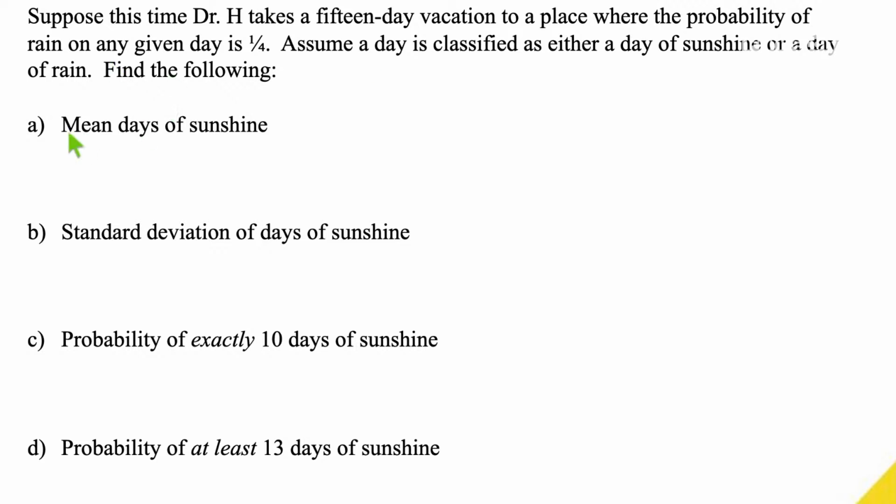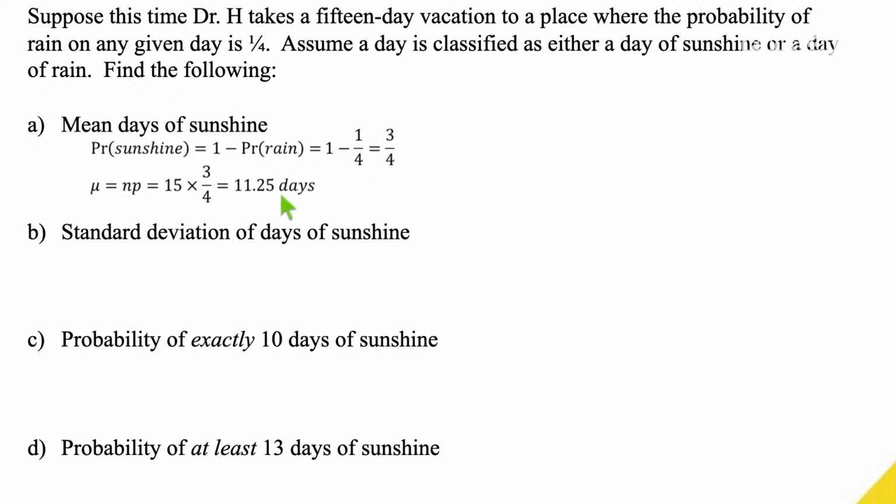So now the probability of rain is a quarter. It's not 50-50 again, and it's the same classification. What they are doing is finding the mean days of sunshine. The mean days of sunshine is the number of days times the probability of sunshine, which is 1 minus the probability of rain, which is 3/4. So here it's 11.25 days.